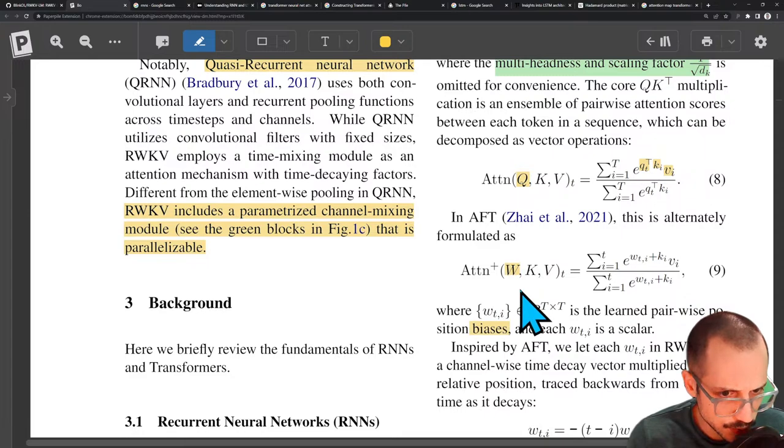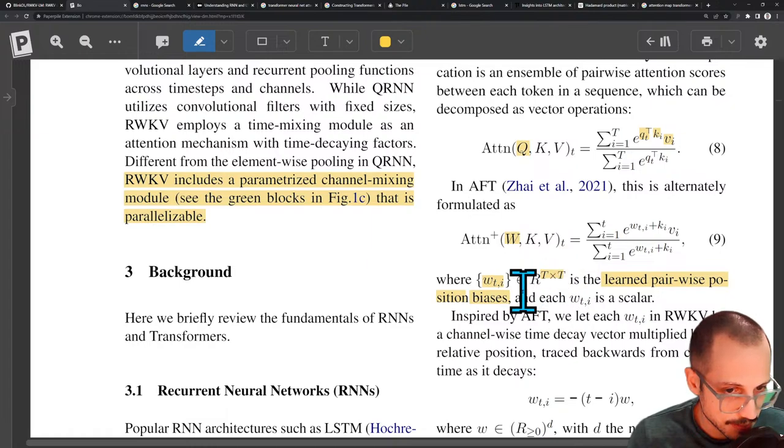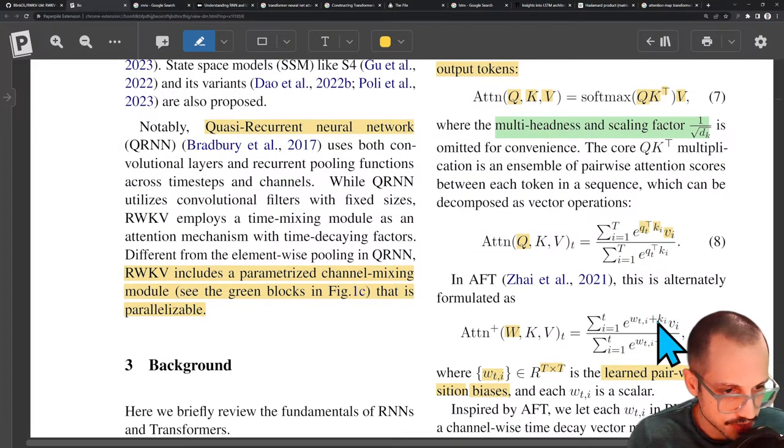So now you're summing this new vector or these new vectors w_{t,i}, which they call learned pairwise position biases. The dimensionality of this w_{t,i} is T times T, which is sequence times sequence, right? T is the length of the sequence. And the reason this has to be T by T as the dimensionality is because you're adding them together, so they have to match with the dimensionality of these keys versus the queries. Because you're doing this matrix multiply, the dimensionality needs to match there.